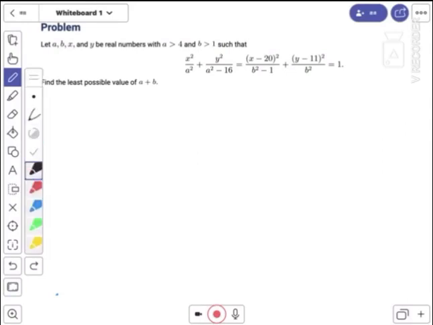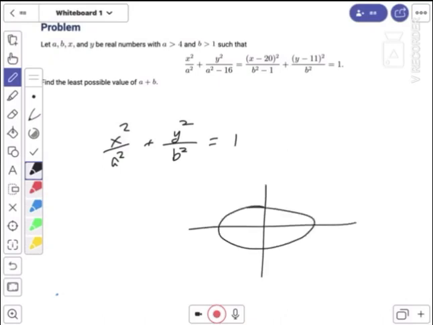So the equation for an ellipse is x squared over a squared plus y squared over b squared is equal to 1. And this is an ellipse like this. If a is greater than b, then it's horizontally oriented, and vice versa. So now this is an ellipse.